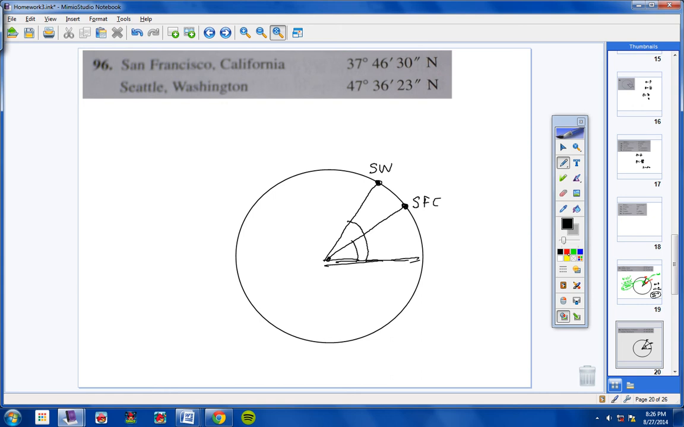So if I know from here to here is 37 degrees, approximately, and then from here to here is approximately 47 degrees, if I subtract these two from each other, then I will know this little bit of space, this little bitty angle right in here. Okay, so that's what we're going to do. So with my calculator, I'm going to take 47 degrees, 36 minutes, 23 seconds, minus 37 degrees, 46 minutes, and 30 seconds. And if I type that in correctly, I will come up with 9 degrees, 49 minutes, and 53 seconds.